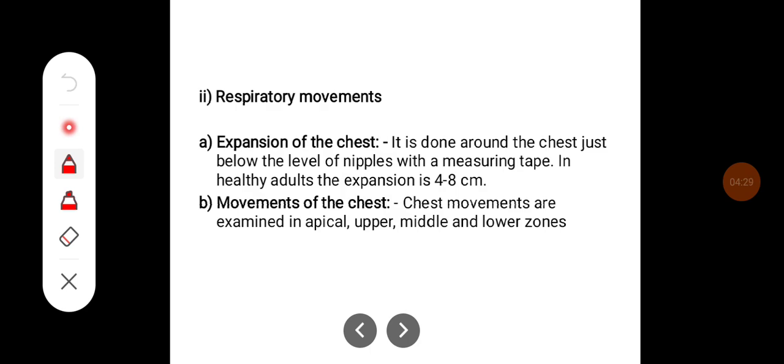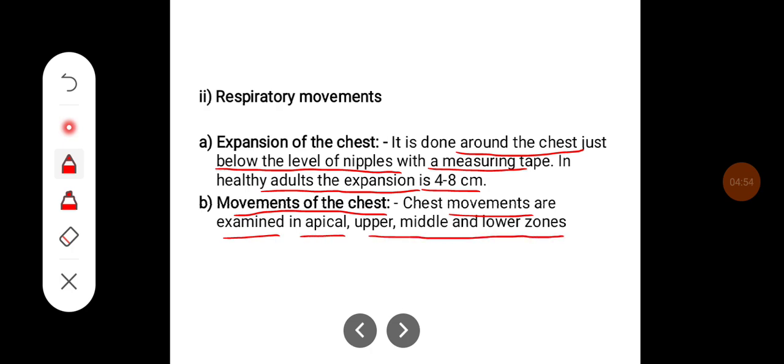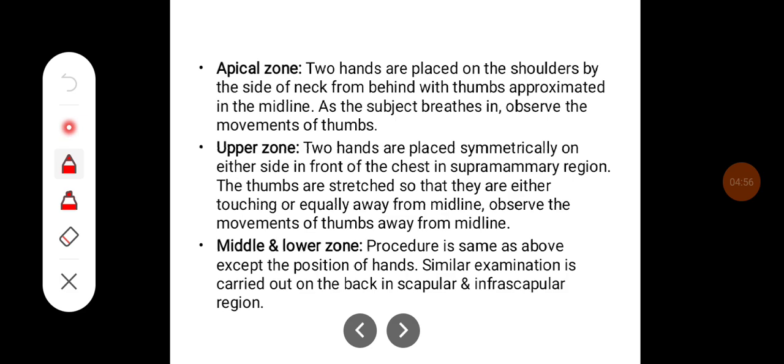Then you have to palpate for the respiratory movements. Initially, the expansion of the chest has to be seen. It is done around the chest just below the level of nipples with measuring tape. In healthy adults, the expansion is around 4 to 8 centimeter. So then you have to assess the movements of the chest, and chest movements are examined in apical, upper, middle and lower zone.